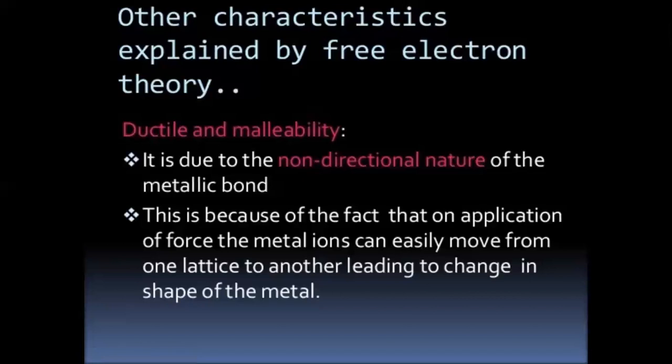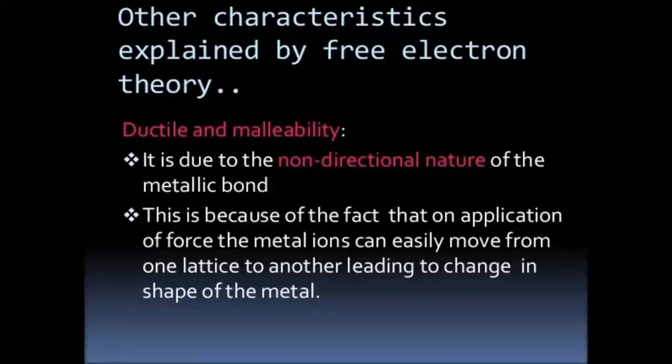On application of force on the metals, the ions can easily move from one lattice position to another, and thereby the shape of the metal gets changed. So ductility and malleability are very clear from this theory. Because of the non-directional metallic bond, once a force is applied, the ions move from one lattice position to another, so the shape changes and they can be drawn into wires and sheets. I hope you have understood this theory.